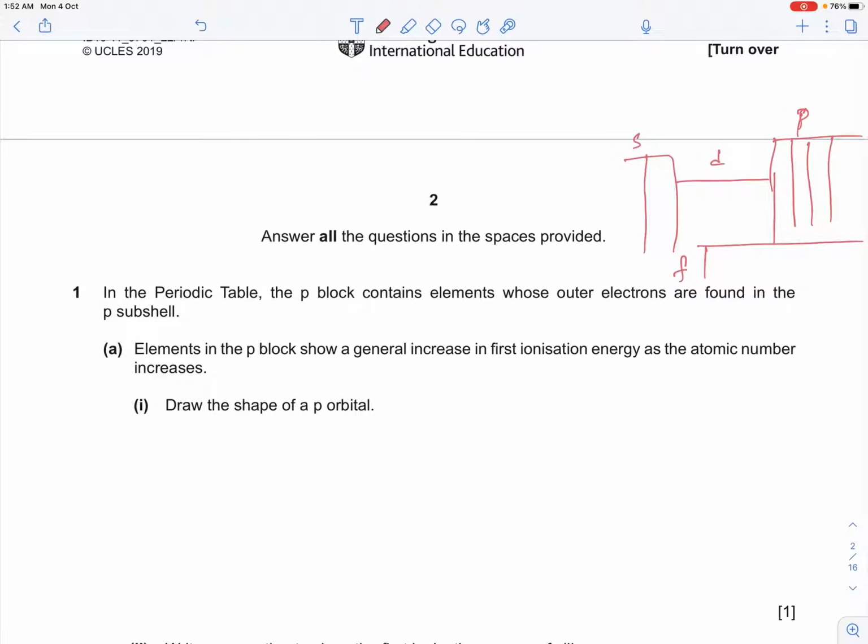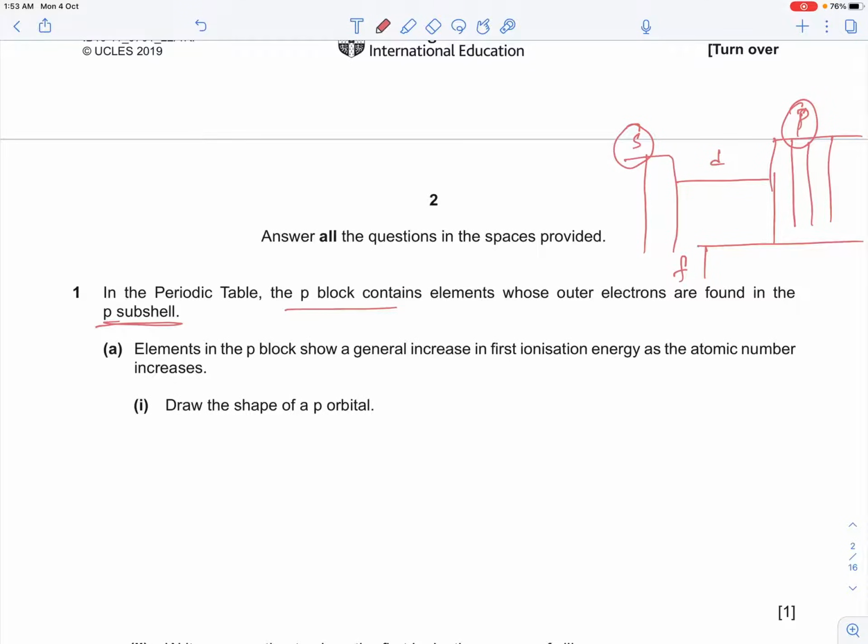So if an element is present in the P block, that means its valence electrons will be present in the P subshell. And if an element is present in the S block, that means its valence electrons will be present in the S subshell, right? So this is what a block represents. In the question, it says that the P block contains elements whose outer electrons are found in the P subshell.